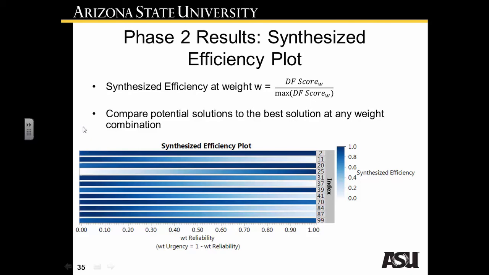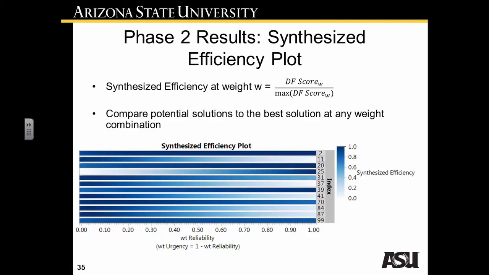The other thing you can look for is, do you see any solutions that have large trade-offs? So in this one, for example, solution 25 has a very light square here, indicating it doesn't perform very similarly to the top solution at this weight, compared to very dark blue when reliability is emphasized. So this is showing us there are large trade-offs for this solution in terms of the 2 criteria.